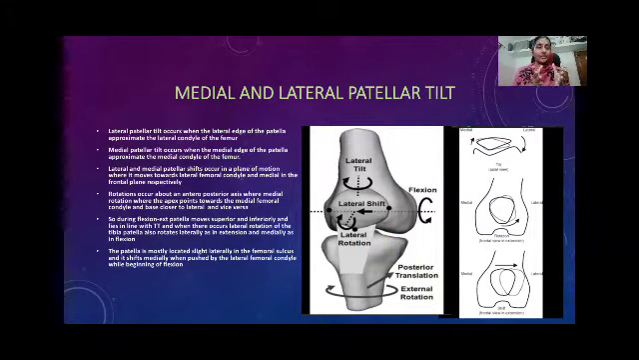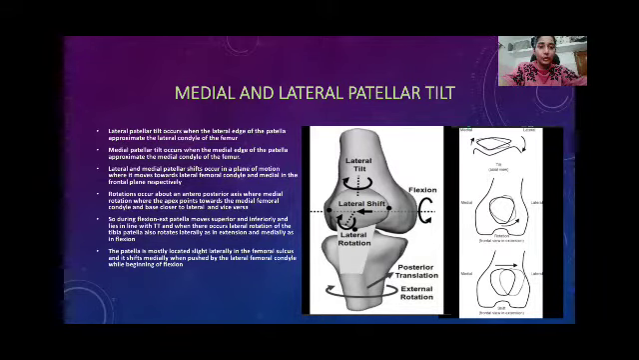So when there occurs extension, we know the screw home mechanism. When there occurs extension, the tibia will rotate laterally. So when the tibia rotates laterally, the tibial tuberosity rotates laterally, the patellar tendon rotates laterally, and the patella too rotates laterally in extension. Similarly, during unlocking, where the tibia has to move medially and unlock, the patella also has to move medially in line. The apex of the patella has to rotate medially in line with the TT and thus cause flexion.